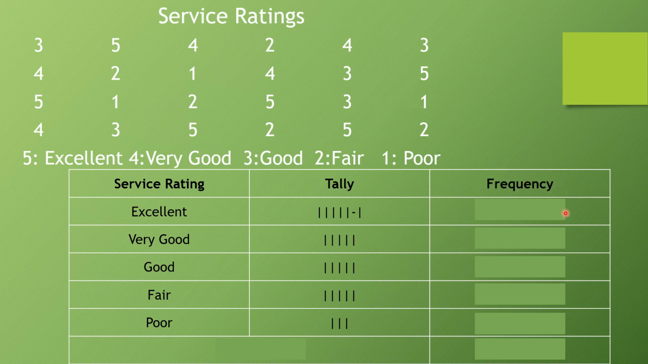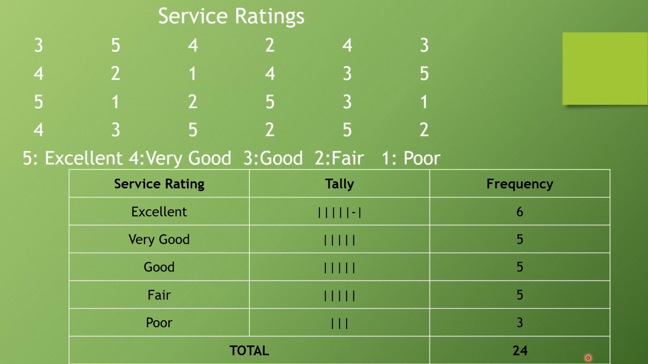So we have the frequency here. The tally for excellent is 6. For very good, we have 5. Good, we have 5. Fair, we have 5 also. And for poor, we have 3. Step 4, total all the frequencies. So if we total all the frequencies, the answer is 24.